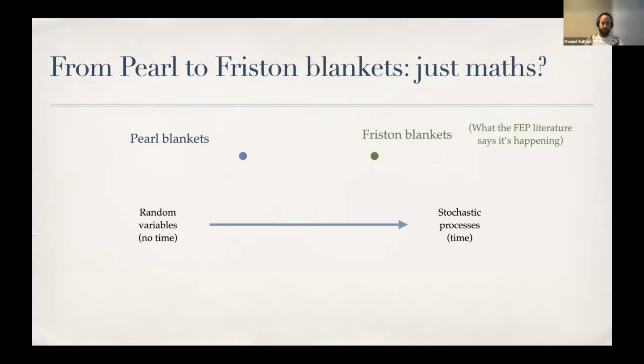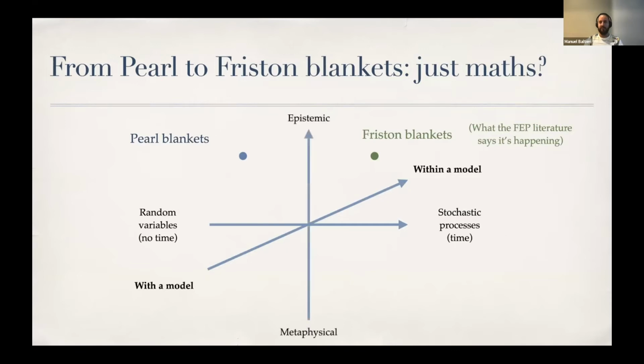But what I would say, and what we say in the paper, is that essentially there are other changes happening at the same time. So there is something that has to do with modeling. So Markov blankets and inference happening with a model or within a model, and I will unpack that later. And there is something to be said about the metaphysical or epistemic status that is attributed to these blankets. So in my opinion, Friston blankets actually are somewhere in there. They are not really saying much about stochastic processes because they need to assume that they are stationary. So time is really not a variable there at the end of the day.